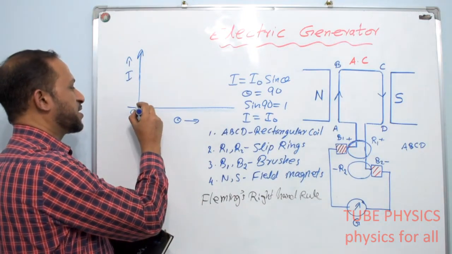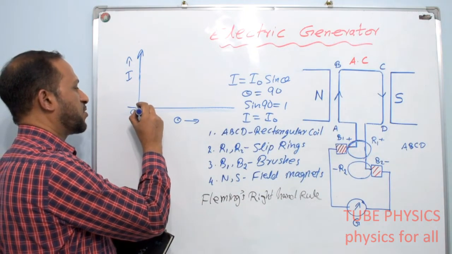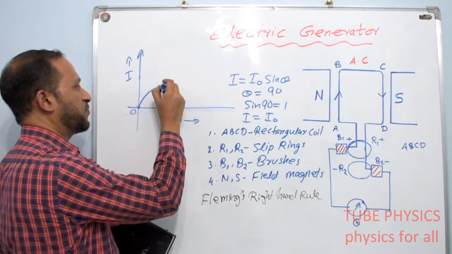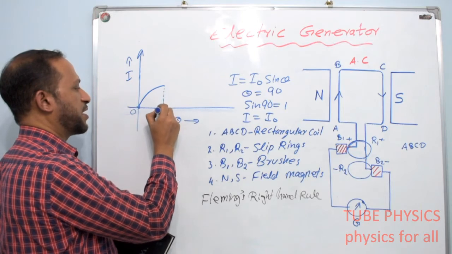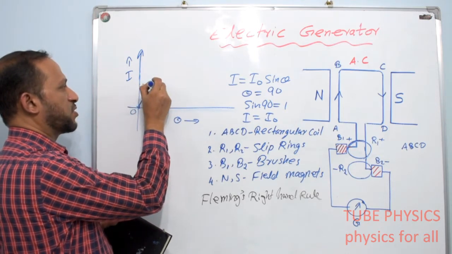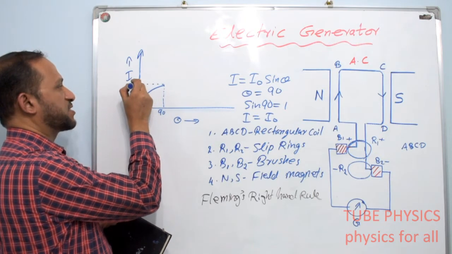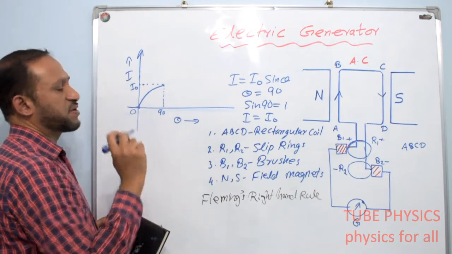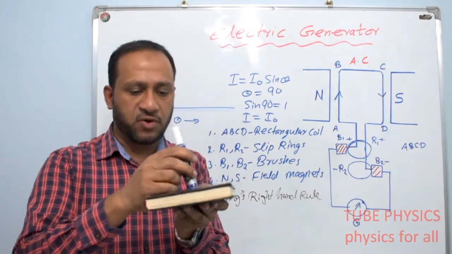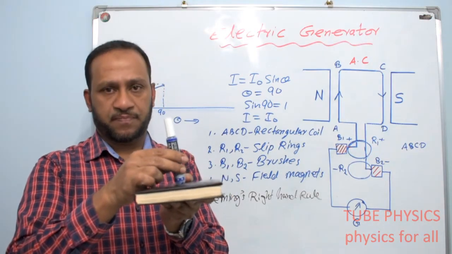So the current starts increasing from 0 to a maximum value as the rectangular coil rotates. When the angle theta becomes 90 degrees, the current reaches a maximum. This maximum current we can show on the y-axis, that is I naught, the peak value of current. This is happening in the first quarter of the rotation, that is 90 degrees.